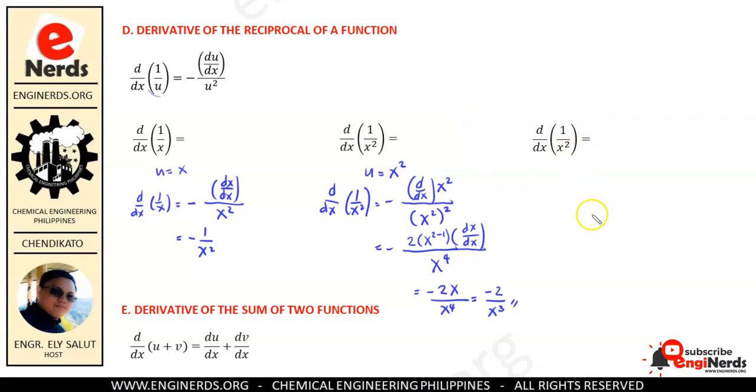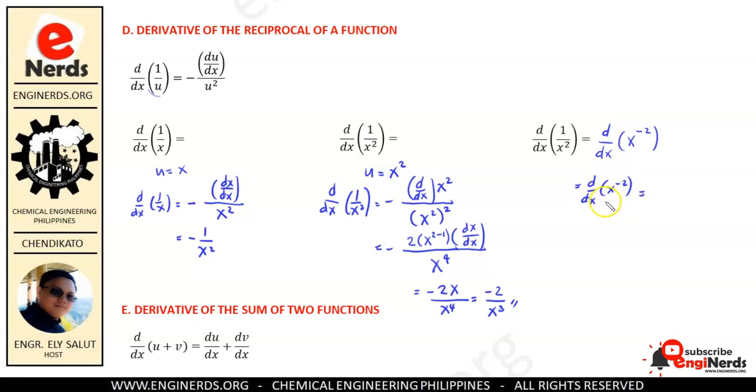I just want to show you how to solve this the other way, because we know that 1 over x squared is also equal to x to the negative 2, right? So we will take the derivative of that. So we have d over dx of x to the negative 2.